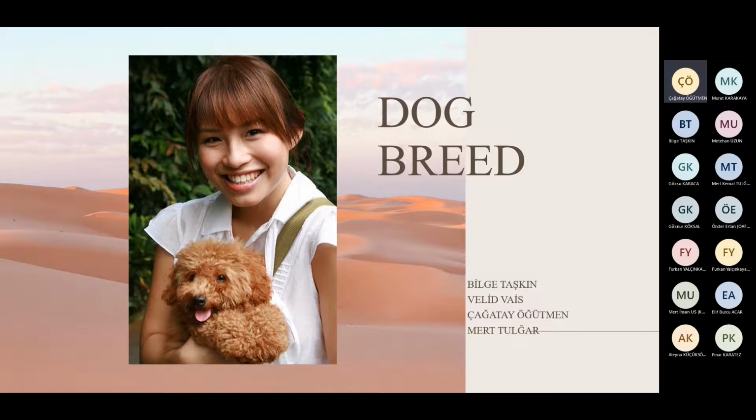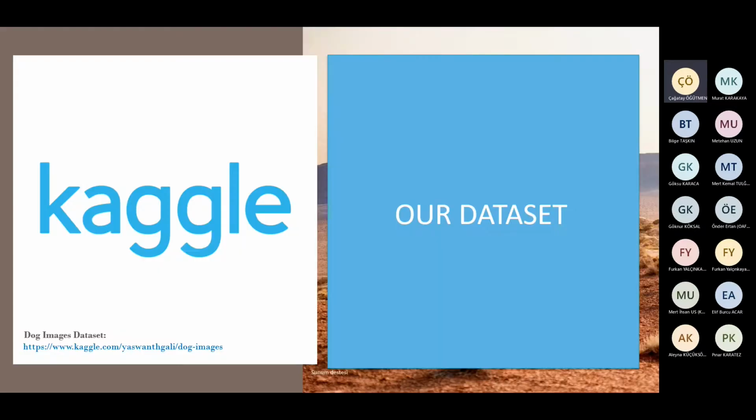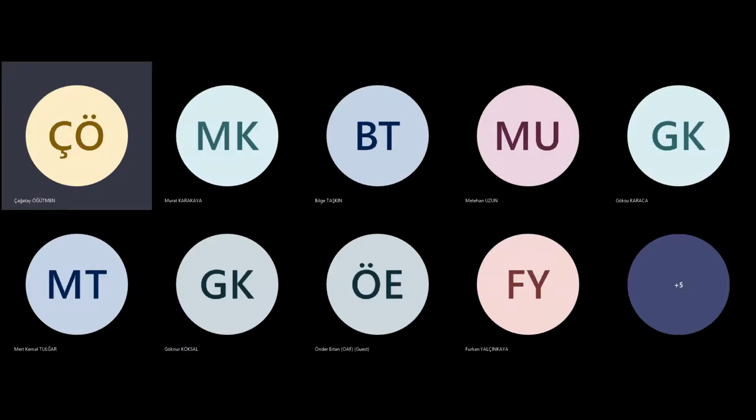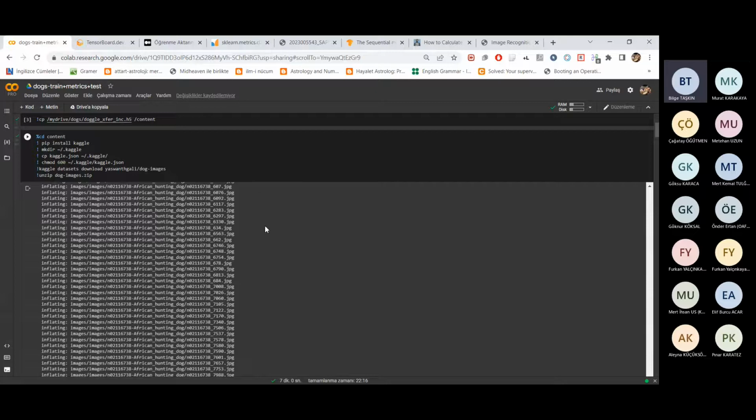Now I will start. If you remember, our dataset contains dog breeds and we use it to classify dogs. There are 120 classes with 20,600 dog pictures, and there are on average between 170 and 180 images in each of our classes. I want to leave the word to Bilge to talk about the model before we get to the mobile part. I'm going to talk about our model.